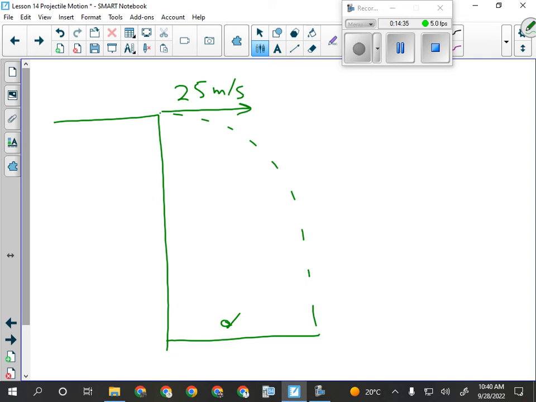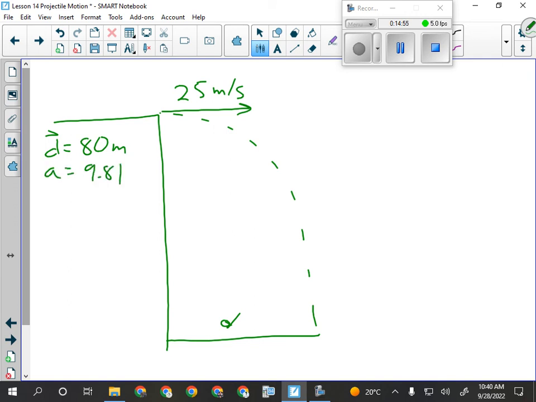Now, other things I would know. I would probably know the height of the cliff, which would be my vertical displacement. That cliff looked pretty tall. I'm going to say the cliff was 80 meters. What else do I know? Gravity.